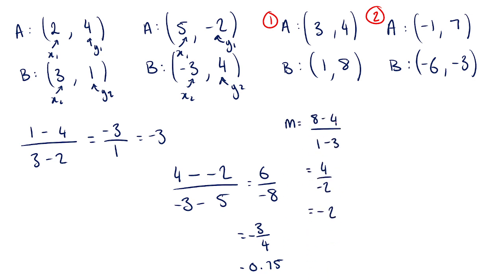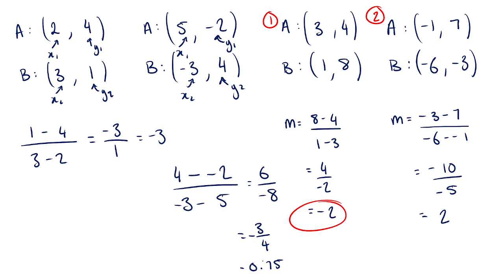So for the first one, the gradient is 8 minus 4 over 1 minus 3, which simplifies down to negative 2. And in the second question, you have the gradient as being minus 3 minus 7 over minus 6 minus minus 1, which simplifies all the way down to 2. So if you did manage to get negative 2 and 2, congratulations. If not, feel free to pause the video again and just look through and see how I've worked it out.